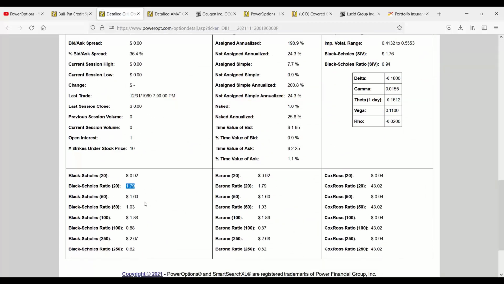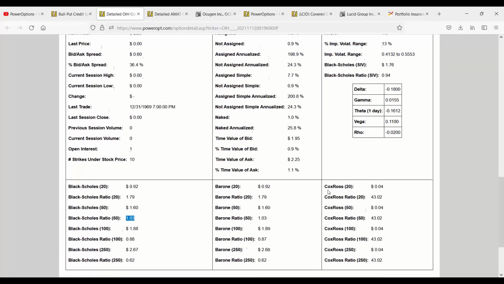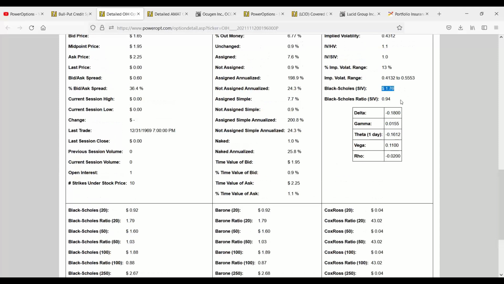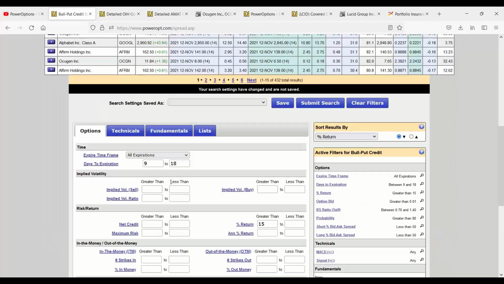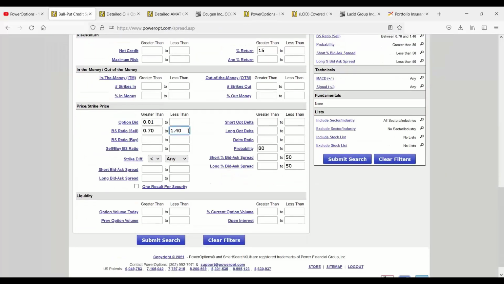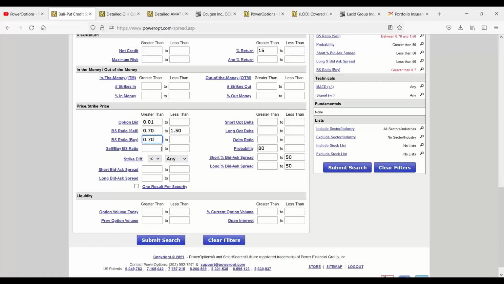See what your Black-Scholes ratios are for 20-day and for 50-day, what the Black-Scholes ratio is for the SIV, the current option price divided by its theoretical worth, and then say, okay, you don't think you're going to get filled at those prices, you think that return's too much, so you're not going to get filled, and just come back to the credit spread and say, you know what, go back down here to 1.5, and let me do the same.